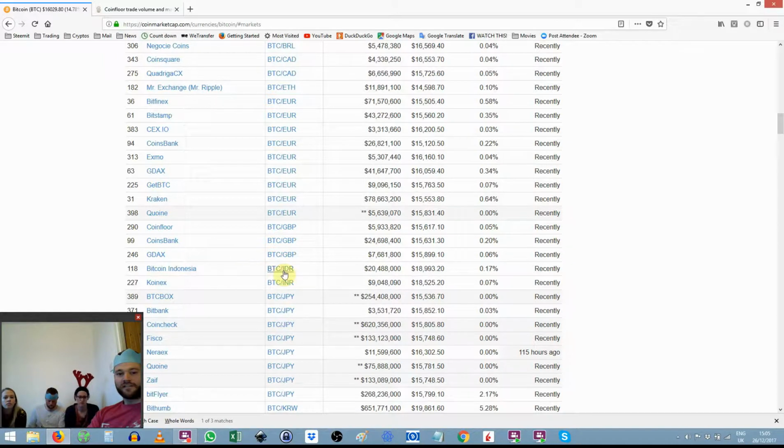Bitcoin Indonesia. Oh no, that's not in pounds anymore. It's just the three, isn't it? So those are the main ones in pounds. Let's see if we can find some more in pounds. If I do Control F. Because I've noticed that all of those are just Bitcoin to GBP.